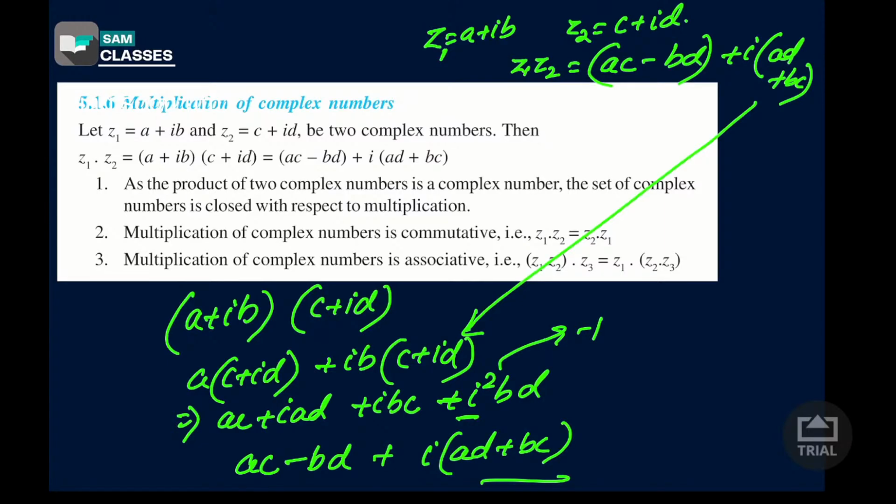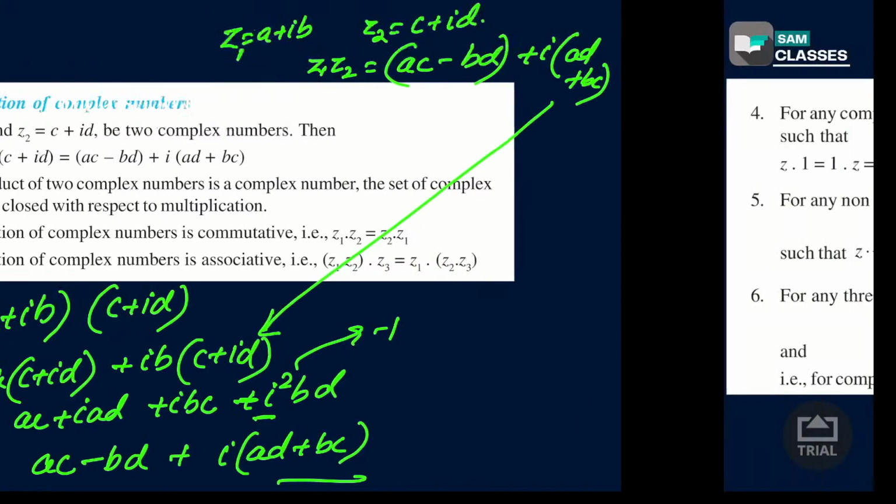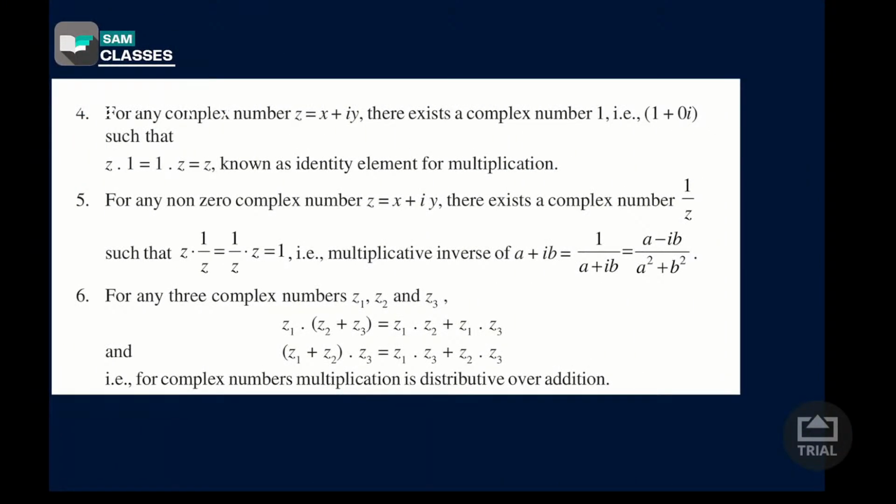Clear? Got it, everybody? They are commutative and associative. Whether you do z1, z2 or z2, z1, same thing, or z1, z2 multiplied with z3, or z1 into z2 into z3, same thing. Clear, everyone? No reply from anybody. Everybody, you are able to understand, no? Simple concept. Do tell me yes, no.